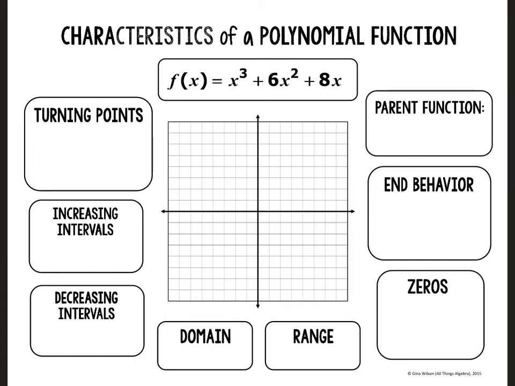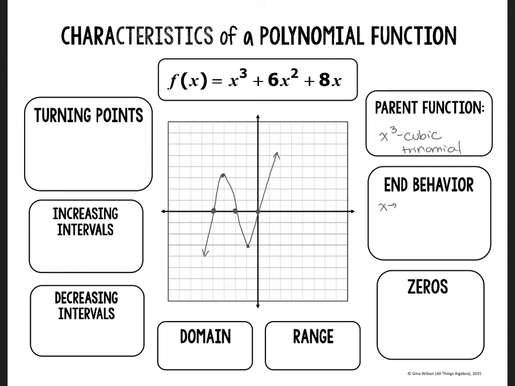So if you graph this polynomial function using Desmos, you should get something that looks kind of like this. So this is what your graph should look like. This is a cubic function, so the parent function is x cubed. And this function has three terms, so we will call it a trinomial.